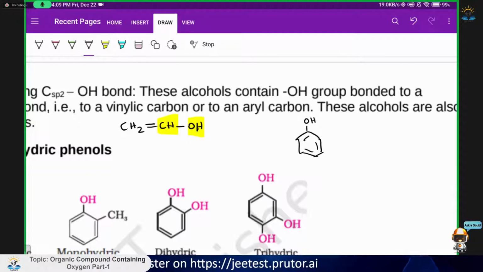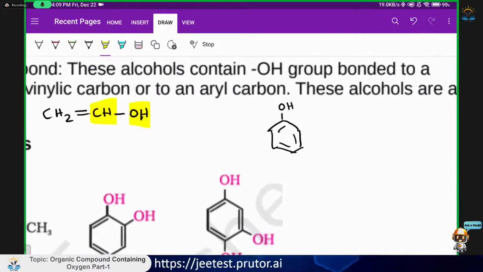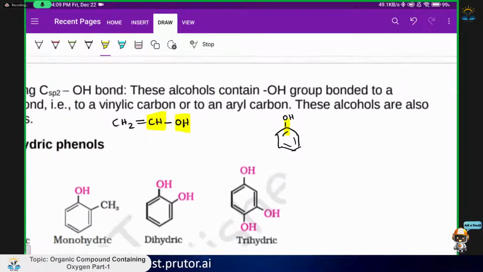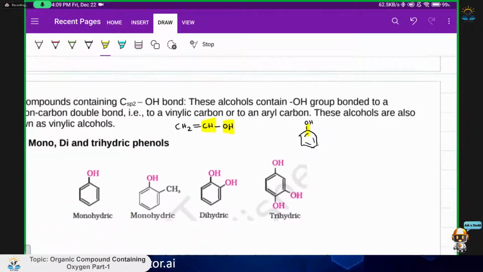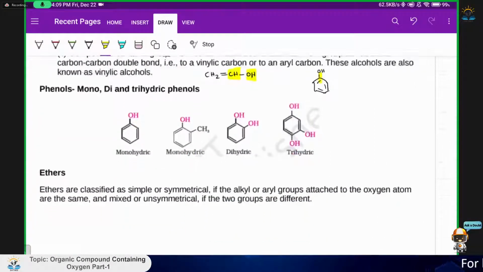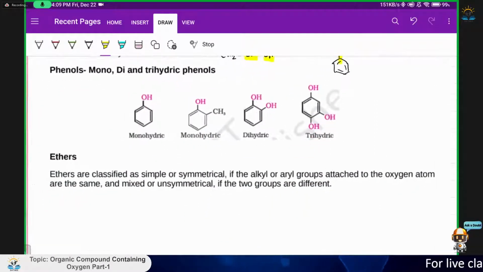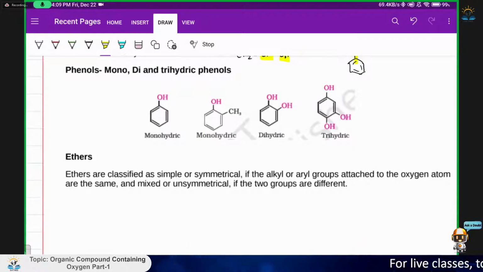So we know in phenol carbons are sp2 hybridized. So here our OH is being directly attached to sp2 hybridized carbon. So these are also examples of vinylic alcohols.